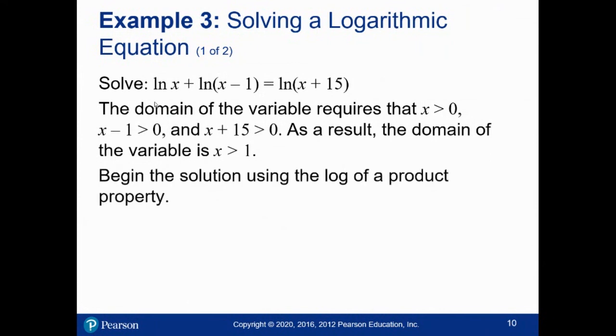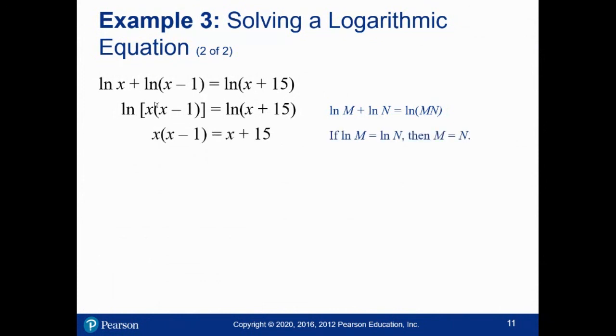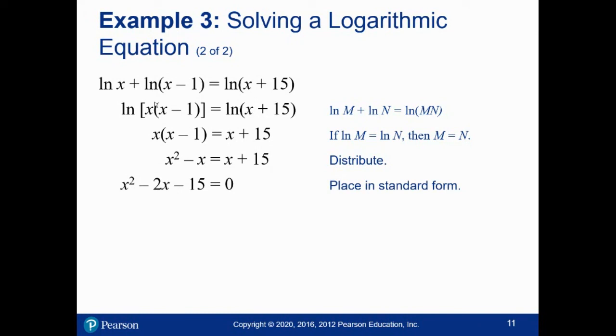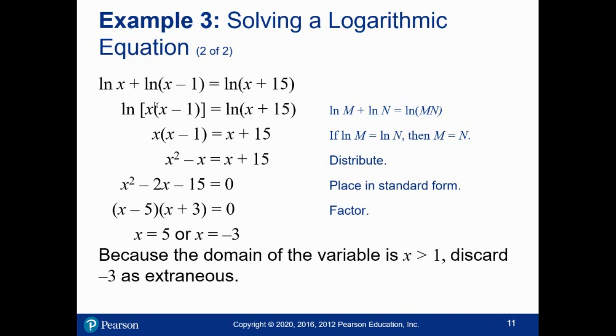Now let's use log properties. The log of x plus the log of x minus 1, we combine into a single logarithm. Now I have the log of something equals the log of something else, and they both have the same base. They're both natural logs, so I can drop the logarithms. Now I have x times x minus 1 equals x plus 15. Expand that out on the left, turn it into a nice quadratic, factor, or use the quadratic formula if you can't quite see how to factor it. That suggests two solutions, 5 and negative 3, but remember, x has to be bigger than 1, so negative 3 is not really a solution.